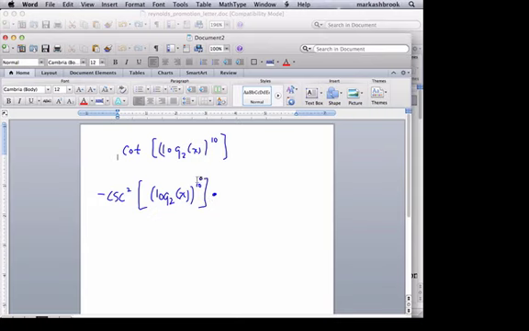Chain rule. Chain rule, exterior function to the 10th. So it's going to be 10 times log base 2 of x to the 9th. Are we done? No. Times? Tell me. Over x ln of 2. Did we get the whole thing?